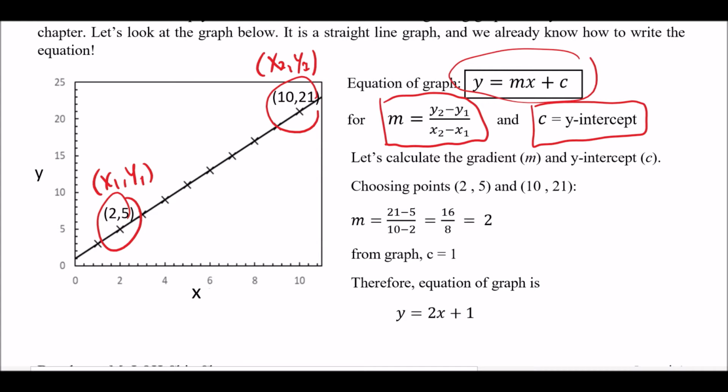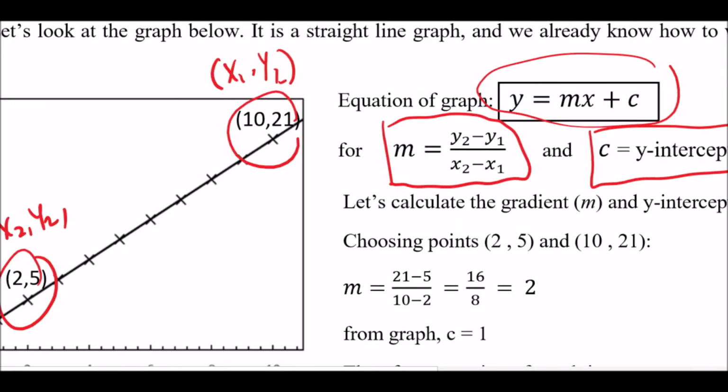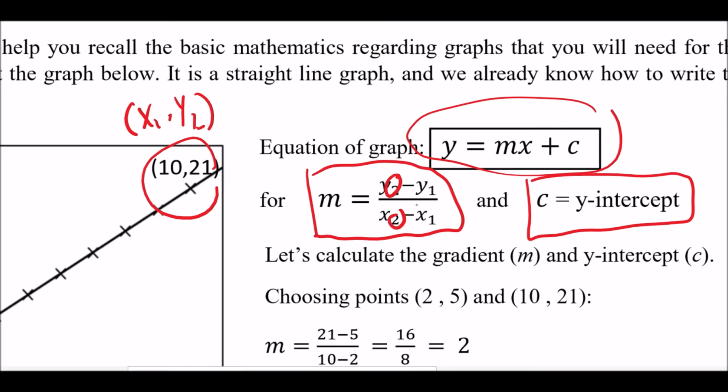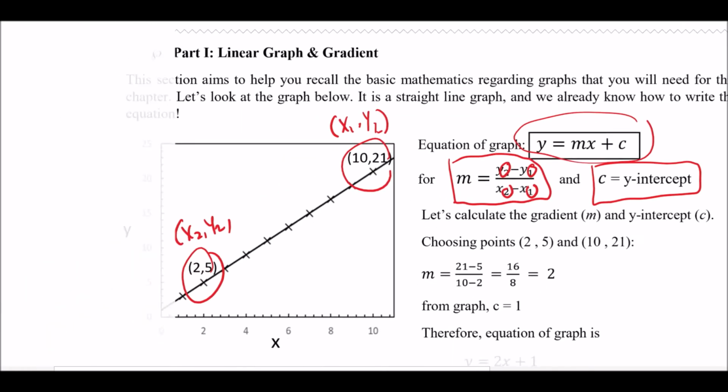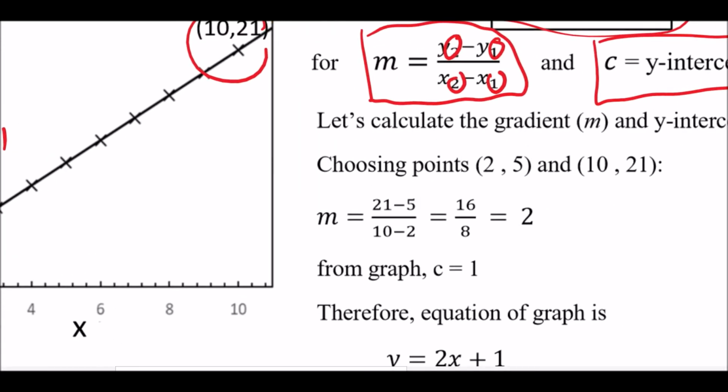So recall, I can also choose (2, 5) as x2, y2, and (10, 21) as x1, y1. No problem, I can also do that. But just make sure that your 2 and 1, this 2 here and 1 here, are consistent with each other. You can go ahead and try on your own. If I choose (2, 5) as x2, y2, you should get the same result, which is m equals 2. So I have obtained m in the equation, which is the gradient.